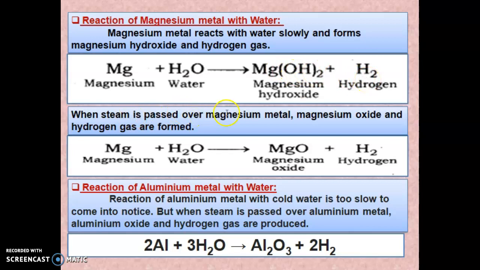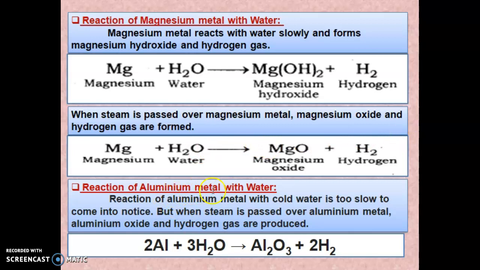When steam is passed over the magnesium metal, magnesium oxide and hydrogen gas are formed. So when steam is passed over the magnesium metal, what will form? Magnesium oxide will form instead of magnesium hydroxide. So magnesium plus water, in the form of steam, will form magnesium oxide plus hydrogen gas.